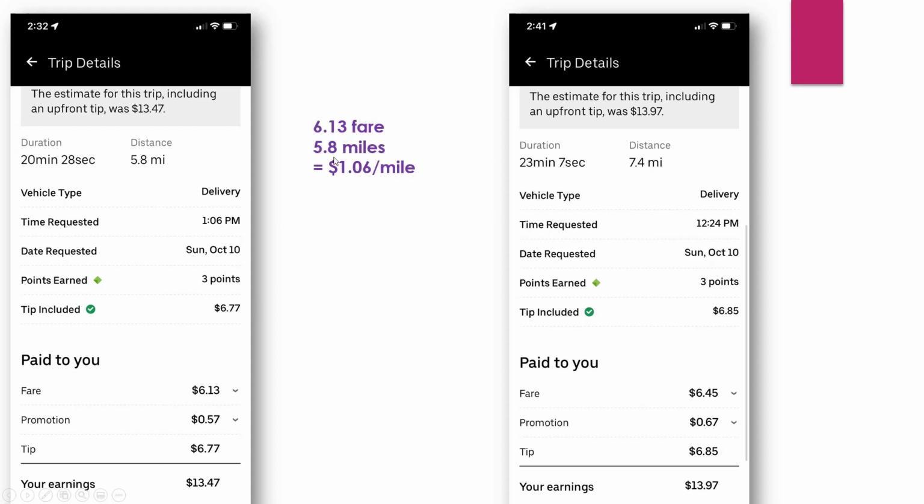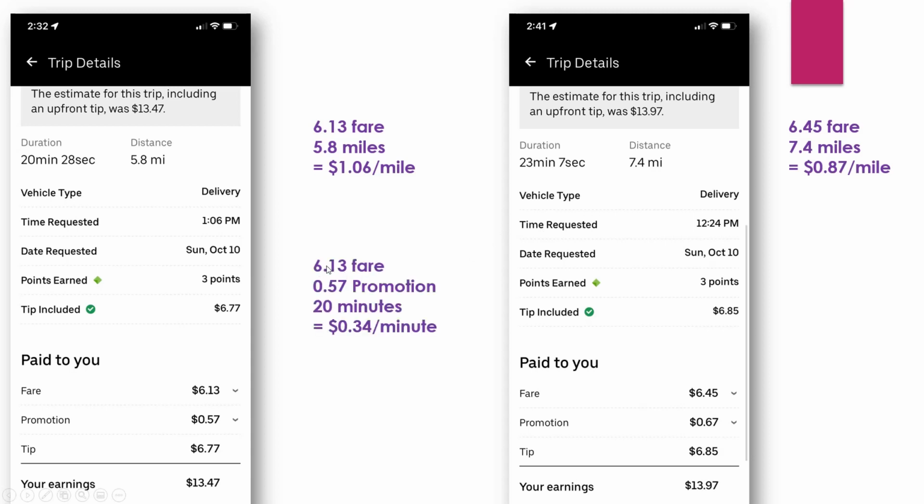But anyway, okay, so this one was a $6.13 fare, and went 5.8 miles, equals $1.06 a mile. Here's this one, okay, $6.45, 7.4 miles, equals 87 cents a mile. So even though I got paid more overall here, it was less per mile for the fare. Okay, and this one has the fare, the promotion. It took 20 minutes, so 34 cents a minute. Here we got the fare, the promotion, 23 minutes, equals 31 cents per minute.